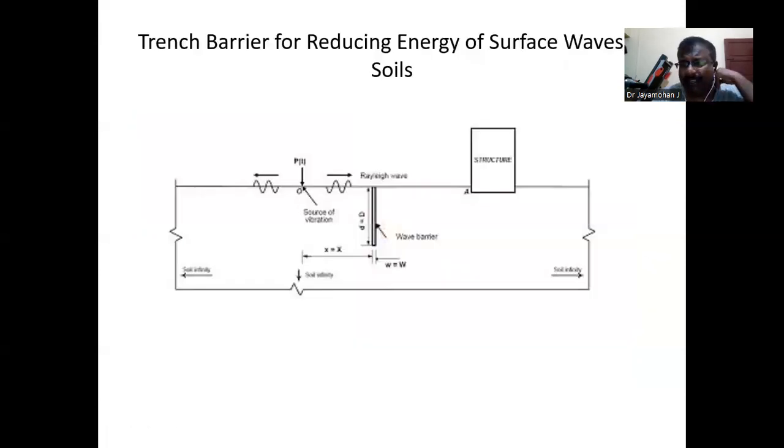So this is a typical symbolic representation of a trench barrier. This is the origin of vibration. This is the adjacent structure. Vibration is passing towards all sides. Here there is a trench, and this surface wave, or we call it Rayleigh wave, will not pass beyond this trench. So providing trenches is a very good method of vibration isolation.